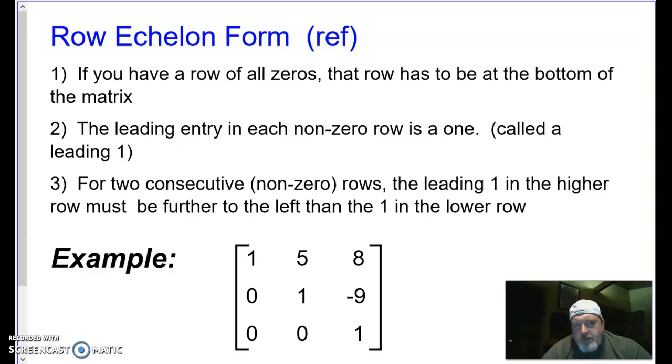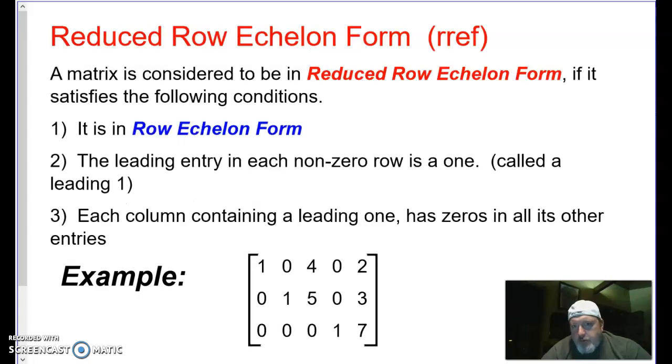Okay, an extension of that is something called reduced row echelon form. First and foremost, if you're going to be in this form, you have to start here. It has to be in row echelon form. And so we can see this example at the bottom. We have a 1, then a 0, 1. Then this 1 here you can see is further to the right than this one, so that's okay. So it's in row echelon form.